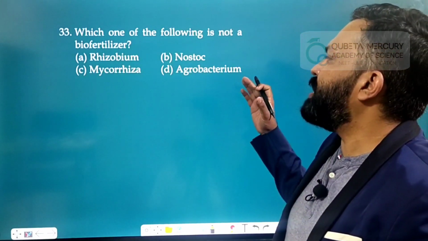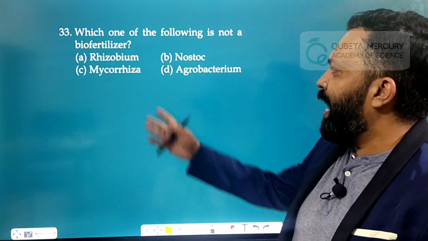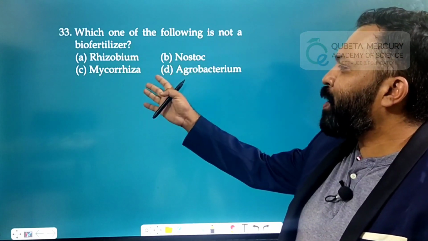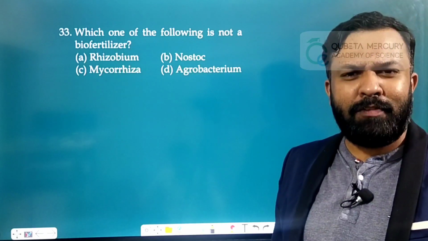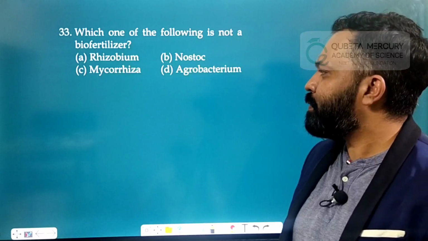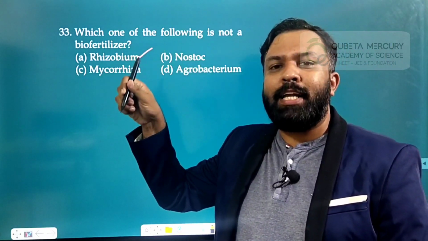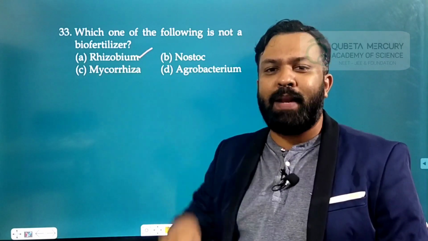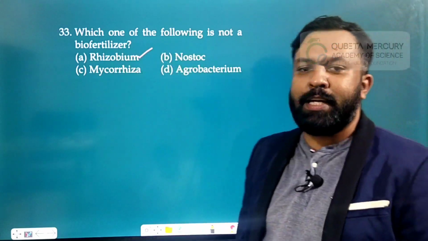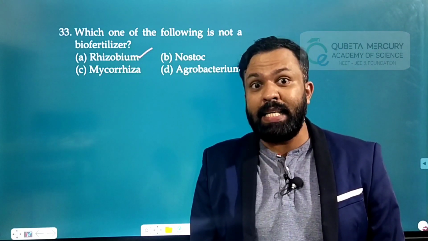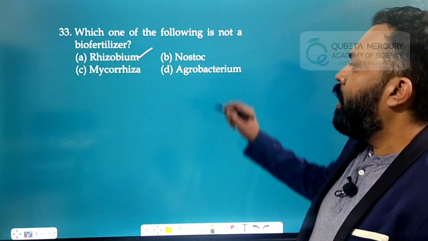Which one of the following is not a biofertilizer? Options are provided here: Rhizobium, Nostoc, Mycorrhiza, Agrobacterium. Yeah, you just assess yourself and try to crack the right answer. Rhizobium is a symbiotic nitrogen-fixing bacterium associated with the roots of leguminous plants. Thus, the Rhizobium is associated with biofertilization, a biofertilizer providing nitrogen to the leguminous plants.